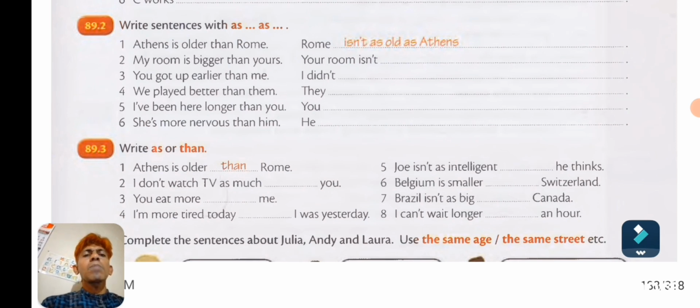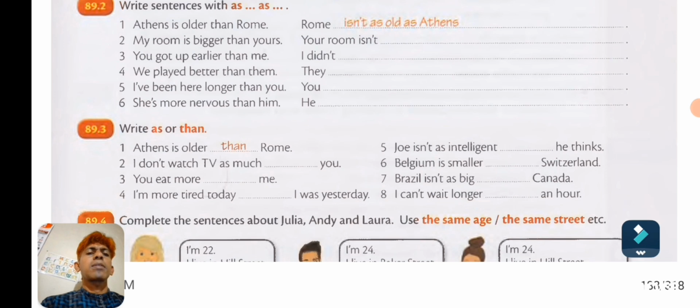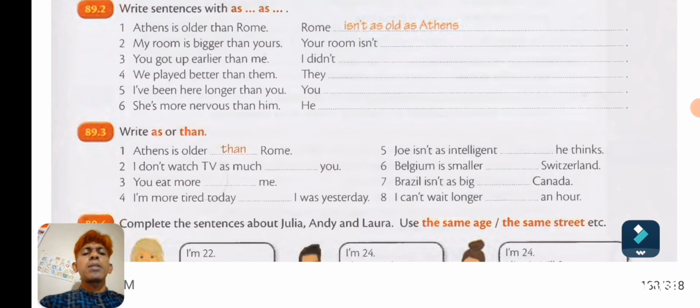89.2. Write sentences with as. First one, Athens is older than Rome. Rome isn't as old as Athens. Second one, my room is bigger than yours. Your room isn't as big as mine.